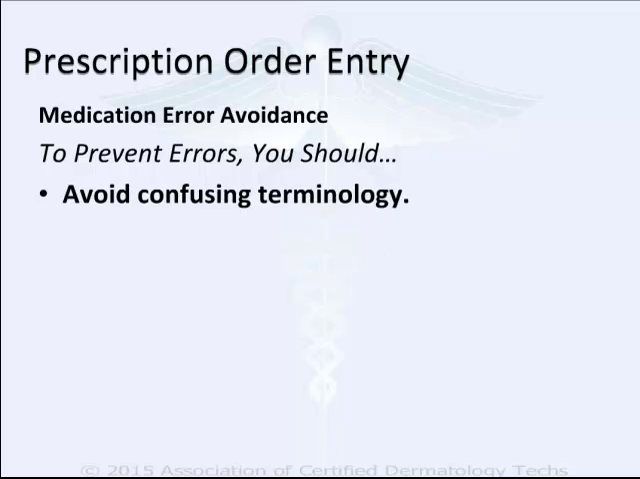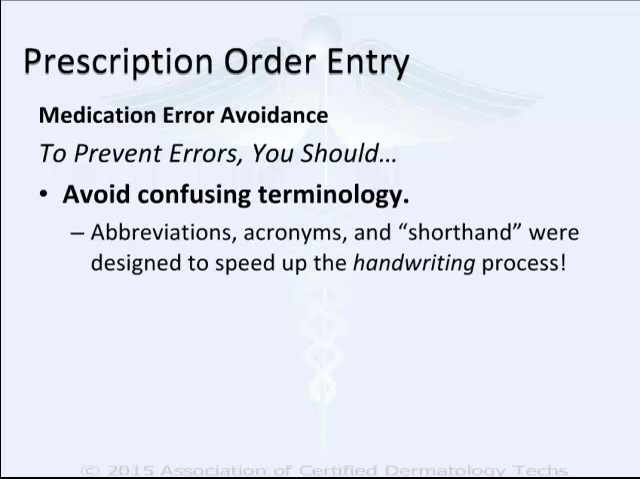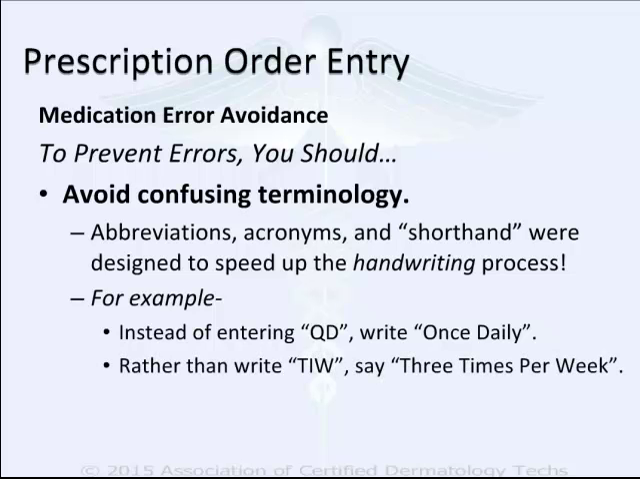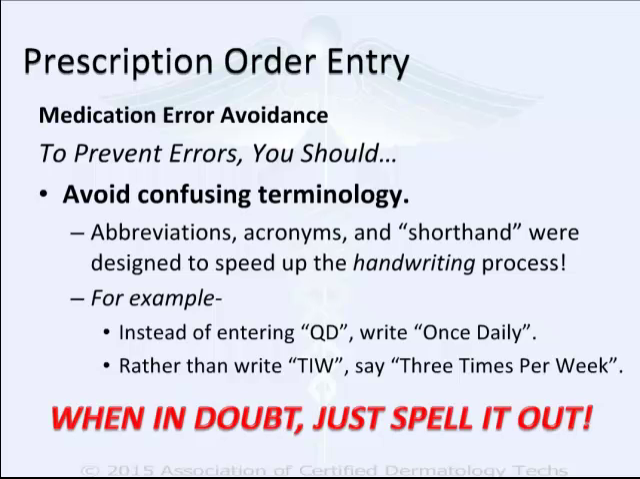We should also avoid confusing terminology. It's worth remembering that abbreviations, acronyms, and shorthand were all designed to speed up the handwriting process. With electronic medical records, there's no reason we can't just type out the directions in plain English. For example, instead of entering QD, just write once daily. Or rather than writing TIW, why not spell out 3 times per week? We'd like to think that most pharmacy staff are familiar with these terms. But in the end, human error is possible every step of the way. Why not just make it as unambiguous as possible? When in doubt, just spell it out.